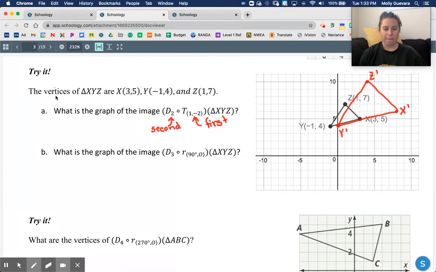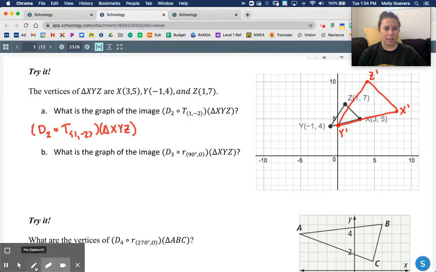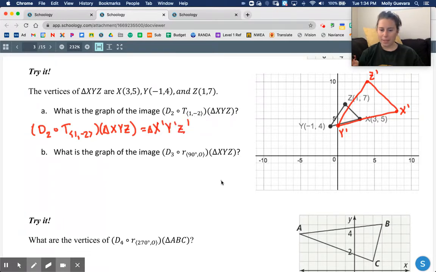like so. And so now I can say that the dilation mixed with the translation of triangle XYZ, running out of room, so let's get rid of this, equals triangle X prime Y prime Z prime. And that's it.